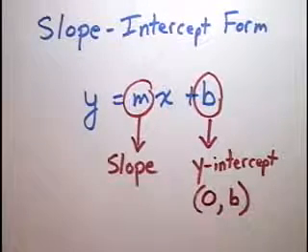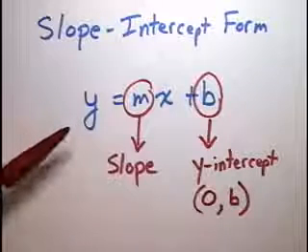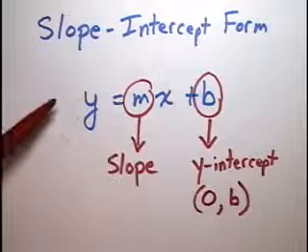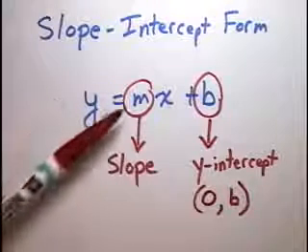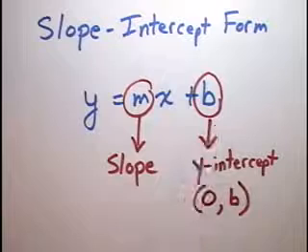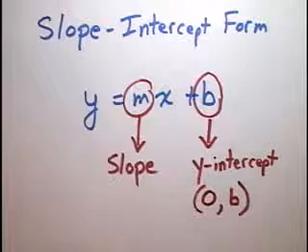Every equation can be written in this form because all you have to do is take that equation and solve the equation for y. If you're able to get y on one side completely by itself with no coefficient in front of it, put the x term first on the right and then the constant term at the end, you'll be able to quickly identify both your slope and your y-intercept. Let's look at some examples.